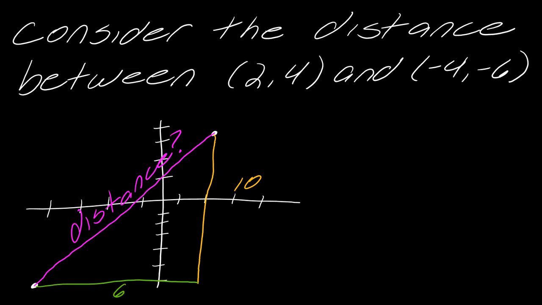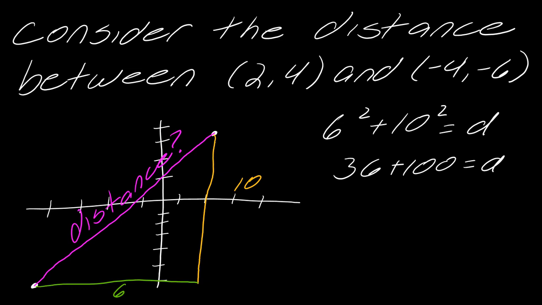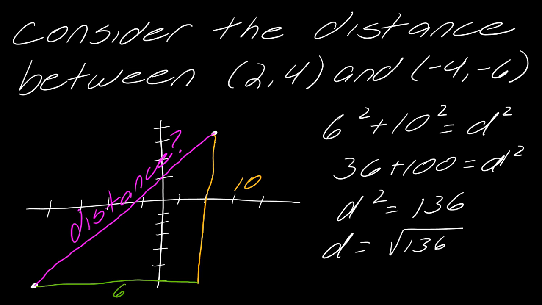And we can use the good old Pythagorean Theorem for that. So I can just take 6 squared plus 10 squared equals that distance. And so that's 36 plus 100 equals the distance squared, my bad. And so the distance squared would be equal to 136. So that distance would be equal to the square root of 136, and we'd have to throw it into a calculator. The distance would be approximately 11.66 units. But the square root of 136 is a little bit more exact, actually.